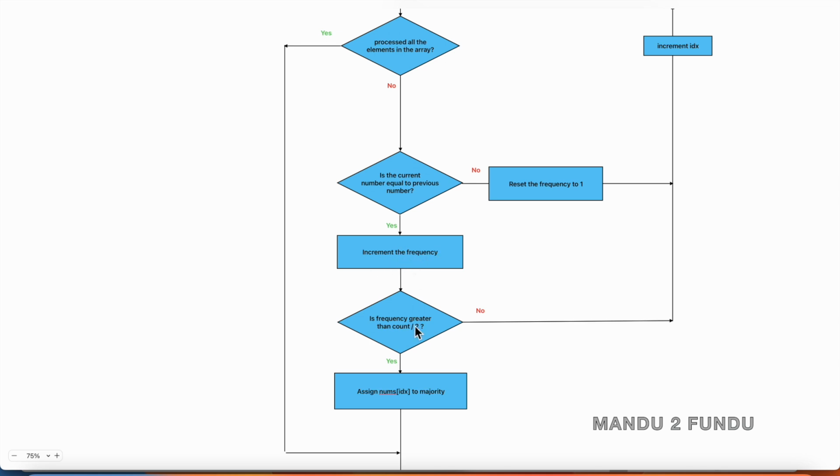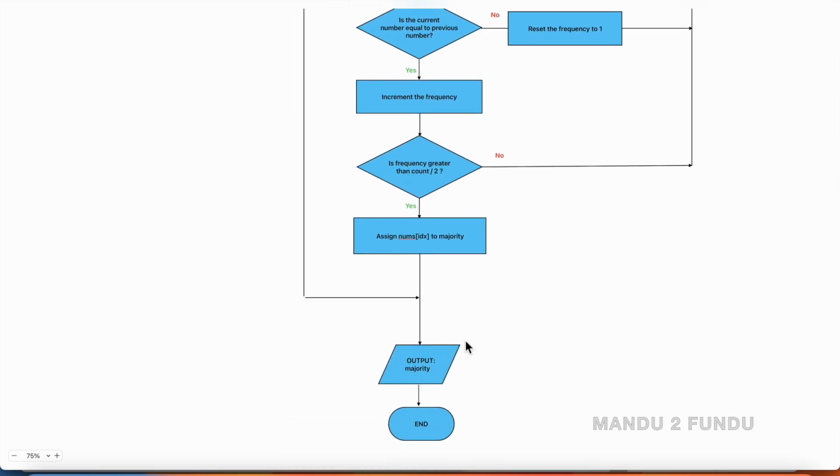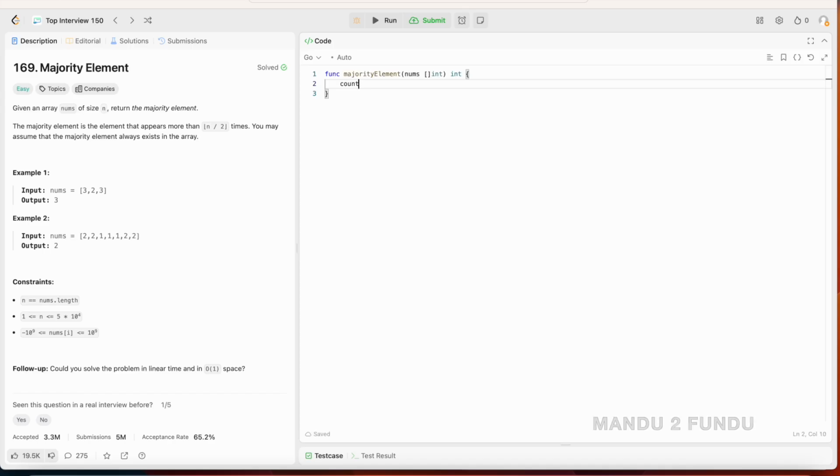After incrementing the frequency, we check whether it is greater than half of the size of the array. Finally, we return the majority number. Let's move on to coding. First, I initialize the count variable to the number of elements in the array and the frequency to 1. Then I sort the input array. The sorting will make all the duplicate numbers adjacent to each other.